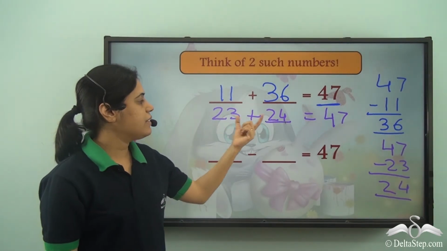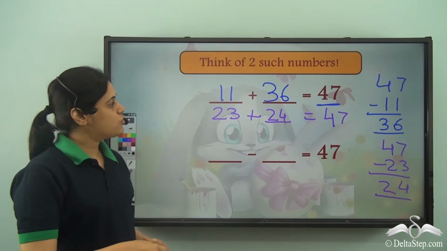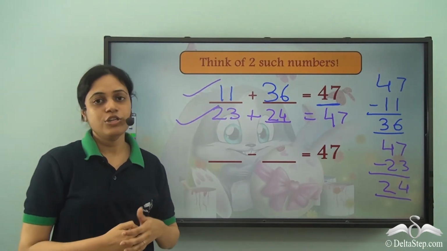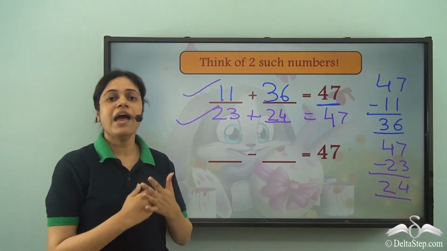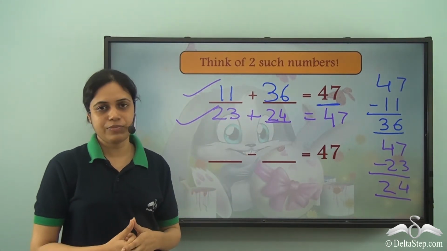So 23 plus 24 actually gives me 47. So this is the right answer. Even this is the right answer. So you can try out for different numbers less than 47 and find several combinations of these missing numbers.